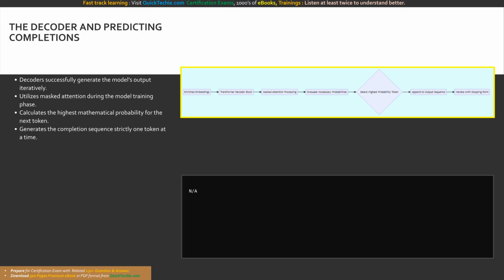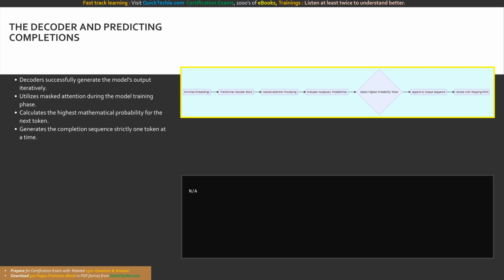To successfully train this decoder block, machine learning engineers utilize an advanced training technique known as masked attention. During the training phase, the model is fed a known sequence of text, but the tokens that logically appear after the current token are computationally hidden or masked from the model's view. The model then attempts to predict the next token. Because the training system already knows the actual next word, it can accurately calculate its own error rate and meticulously adjust its internal mathematical weights to improve future predictions.